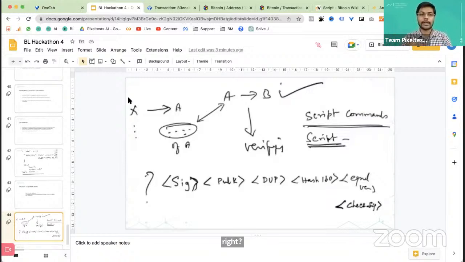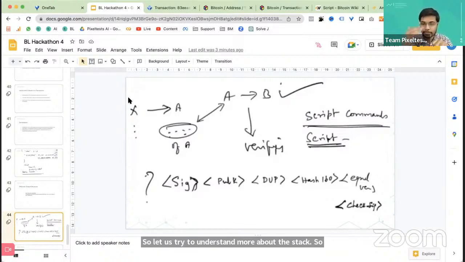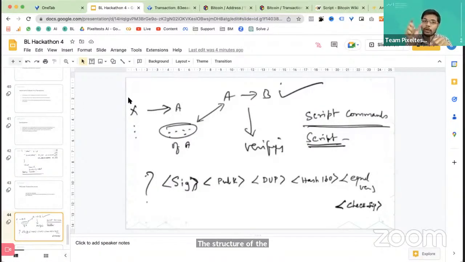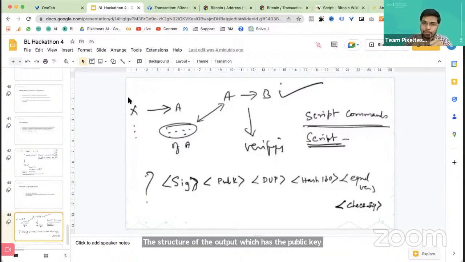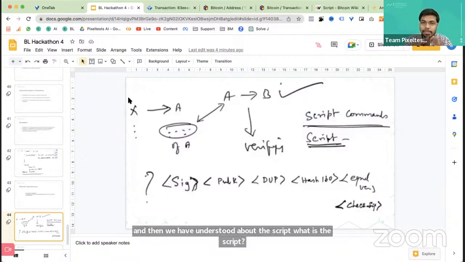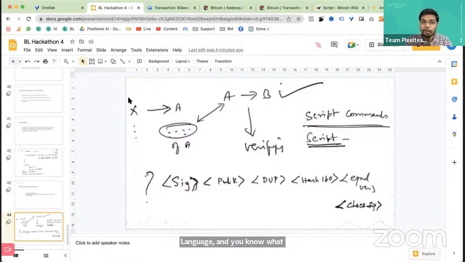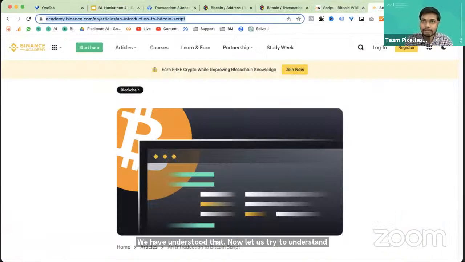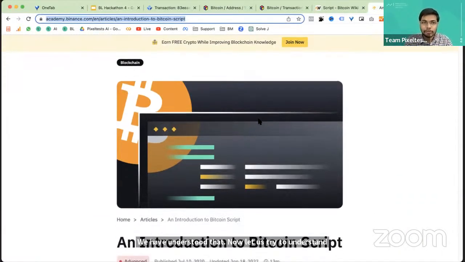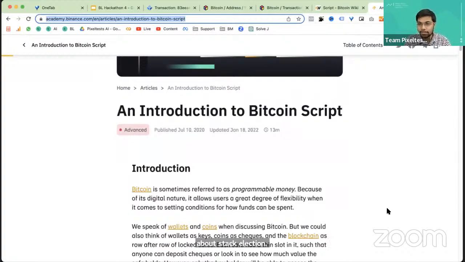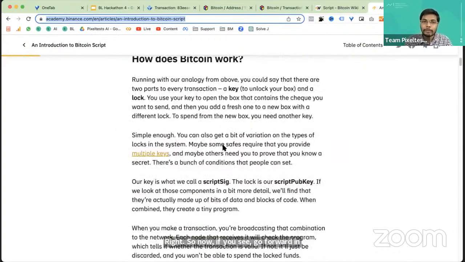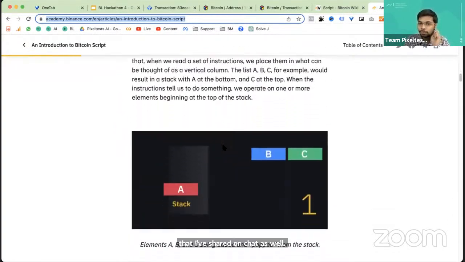So what we have understood till now is the PK script, the structure of the output, which has the public key along with the other script commands, right? And then we have understood the script language and what its scope is. Now let us try to understand the stack a little, right? So now, go forward in this reference that I've shared on chat as well. Here there is a very good diagrammatic view.